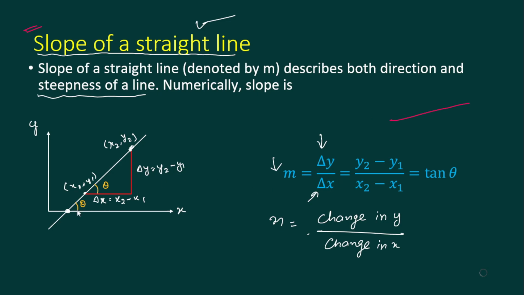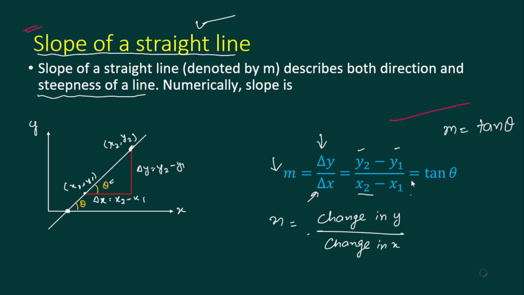So change in y. How do we find the change in y? Change in y is nothing but y2 minus y1, upon change in x, which is x2 minus x1. So this will result in a slope. And slope also has a relationship with the angle. Slope is nothing but the tan of that angle, so m is basically tan theta.